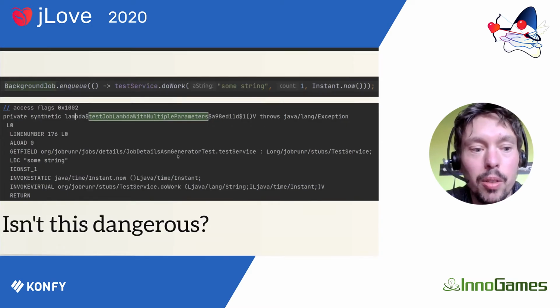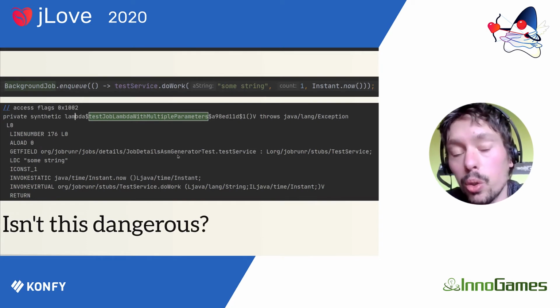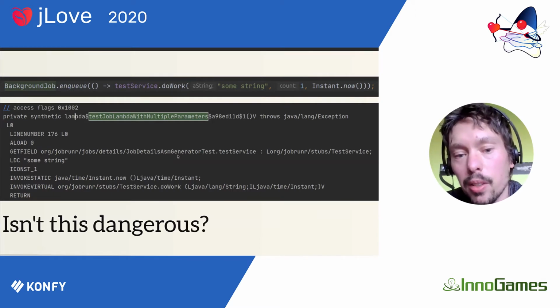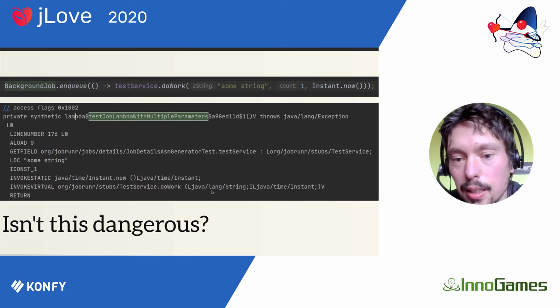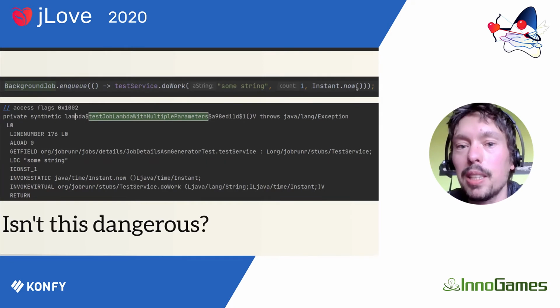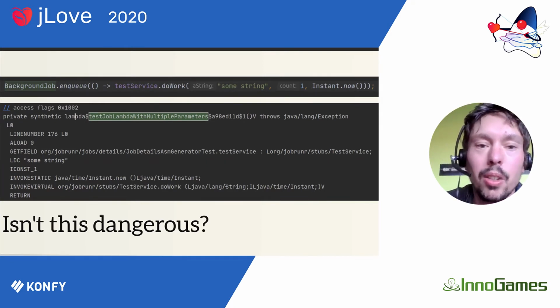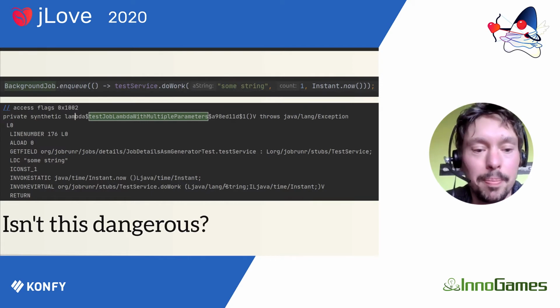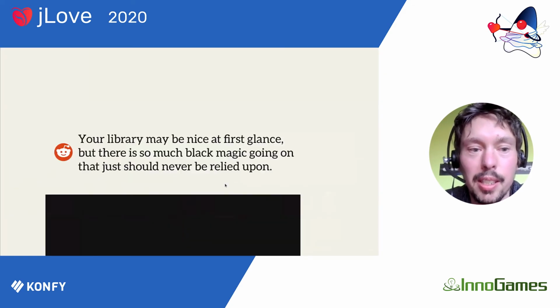Here again, the invoke virtual specifies that we want to call the do work method on the test service class, and the stuff in the class file, so in the bytecode here, the Java string, Java time instant, and an integer, it matches completely this. So it's not too difficult to find out in a class file what exactly the user wanted to call. And then the question, isn't this dangerous?